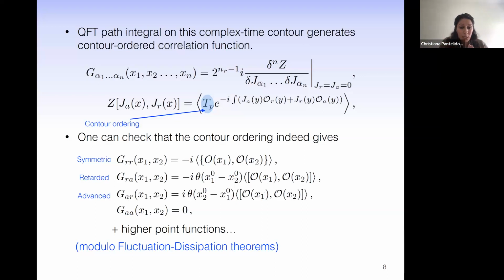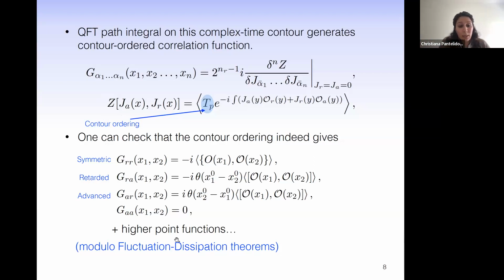Now, if we take into account the fluctuation dissipation theorem, out of those 4 components, it turns out that just one is independent, and usually people take that one to be the retarded GRA. Now, we are interested in 3-point functions, so we want to vary this generating function with respect to sources 3 times. So what we'll get is a 3x3 matrix of correlation functions. So we have 9 components in total.